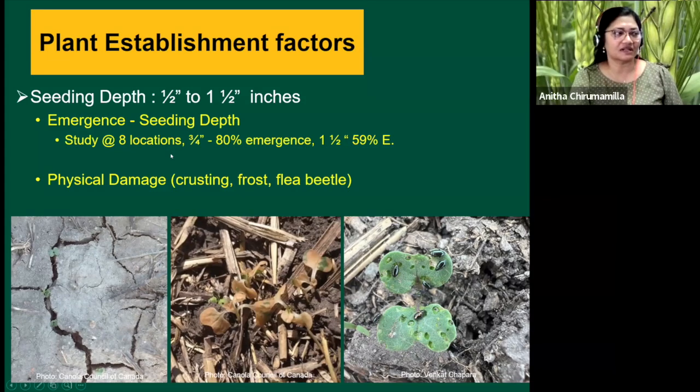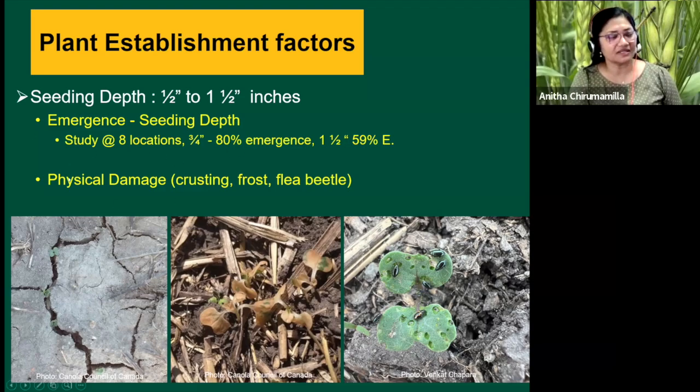And this is a study that was conducted at 8 different locations, which shows that at 3/4 inch seed depth, there was 80% emergence. And then by pushing the seeding depth to 1.5 inches, the emergence drops to 59%. And that is very significant.